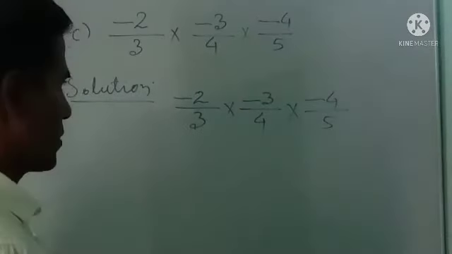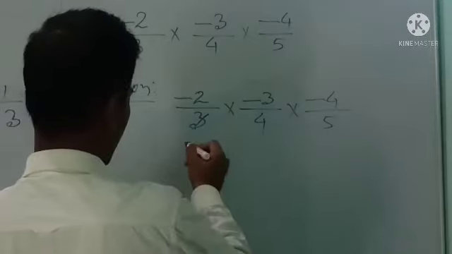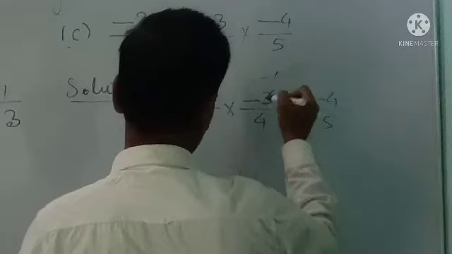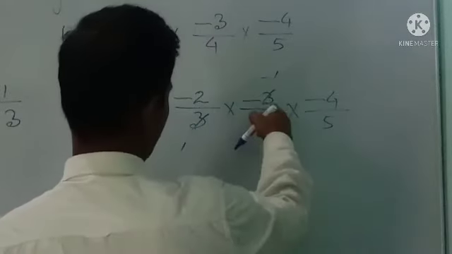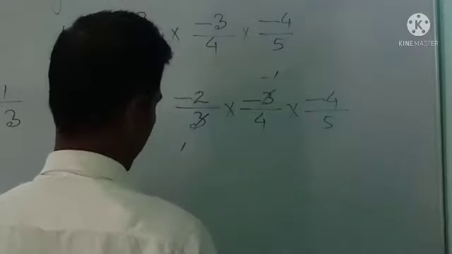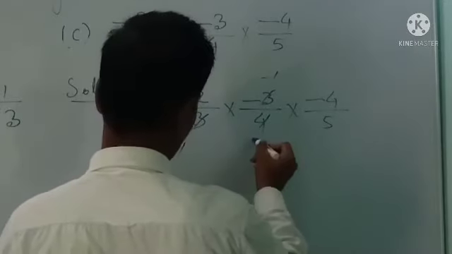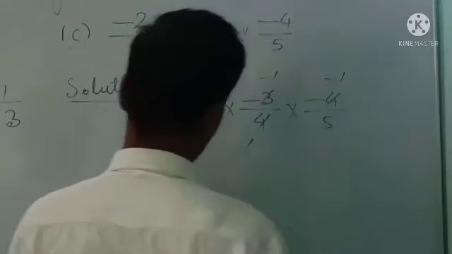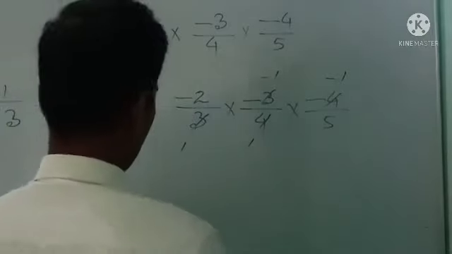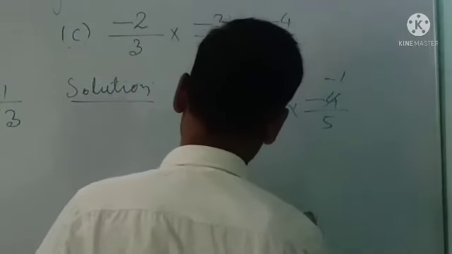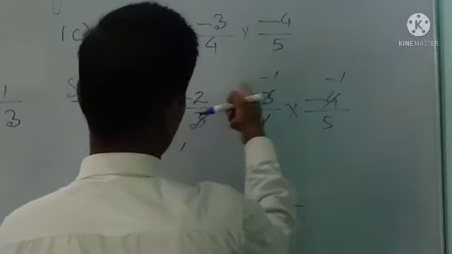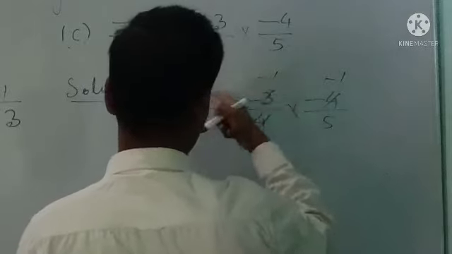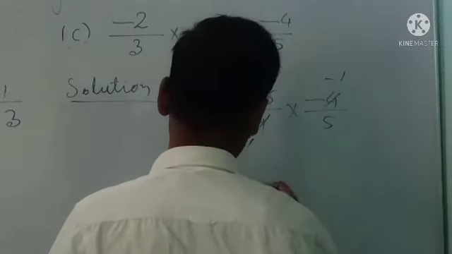Now see, 3 times 1 is 3 and 3 times minus 1 is minus 3. 3 times 1 is 3, here minus is there, so I'll put a minus here. Now again, 4 times 1 is 4, and 4 times minus 1 is minus 4. So what did we get in the following step? In the numerator we have minus 2 into minus 1 into minus 1. So 2 times 1 is 2, again 2 times 1 is 2.